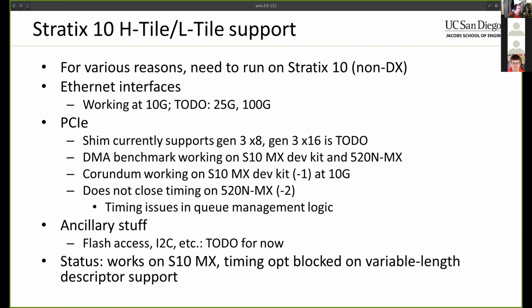But the problem is that the parts that are failing are related to the queue management. That's all going to be ripped out and replaced when implementing variable length descriptors. So I don't want to waste time on optimizing this stuff if it's just going to get ripped out.